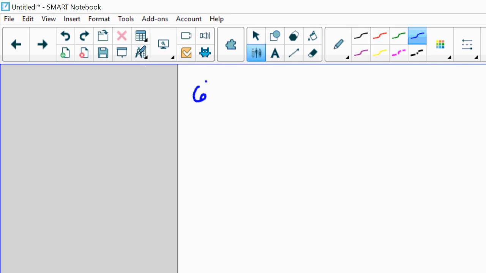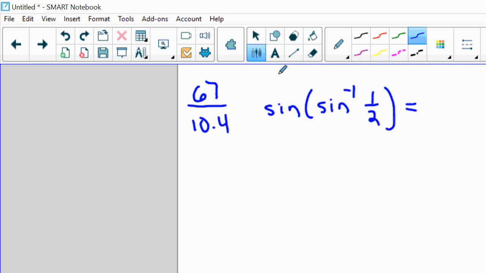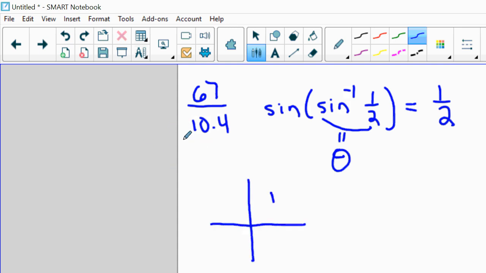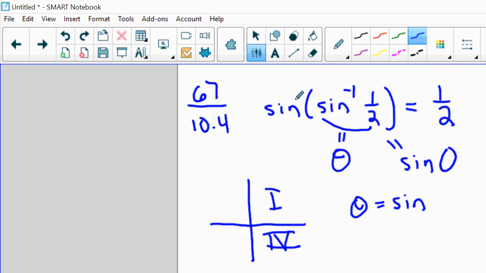So 67 from your book, 10.4, it's sine of sine inverse of 1/2, and we're all thinking it equals 1/2. You know this is some angle theta. So inverse sine only makes sense in the first and the fourth. So if this is theta, we're looking for sine of theta. So you get sine theta.